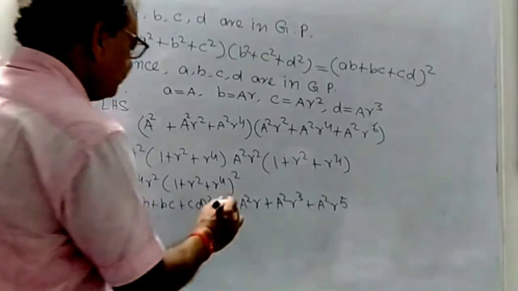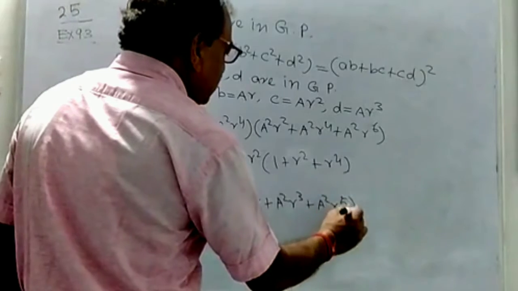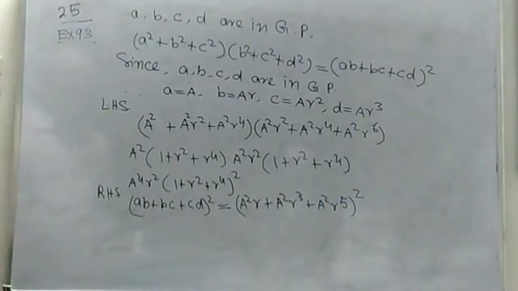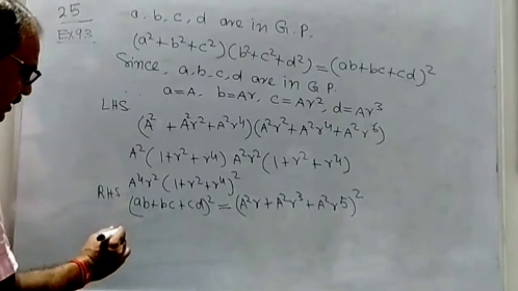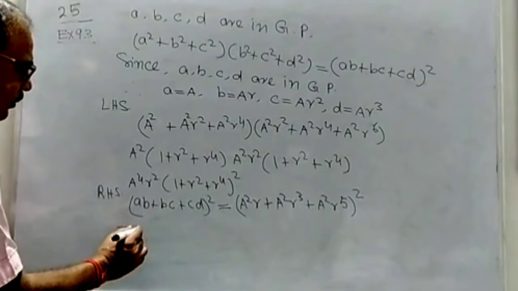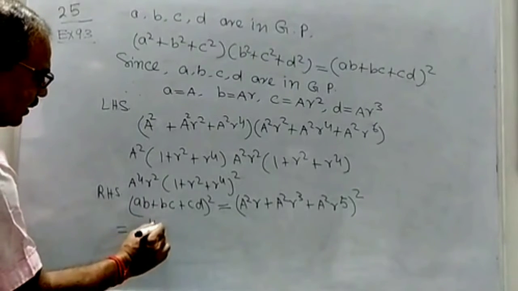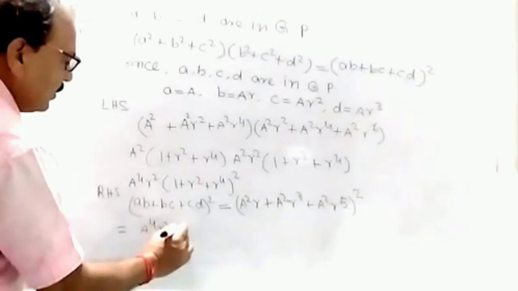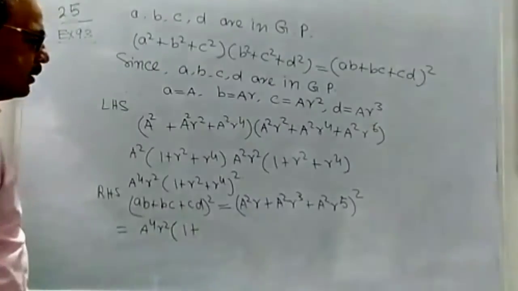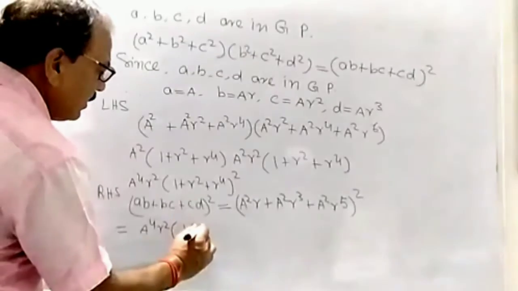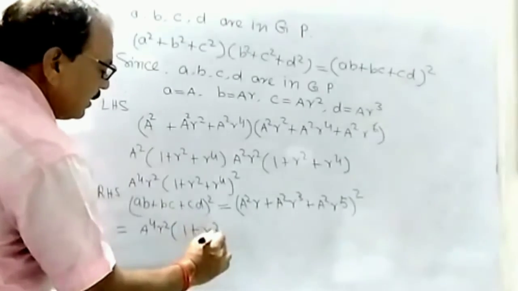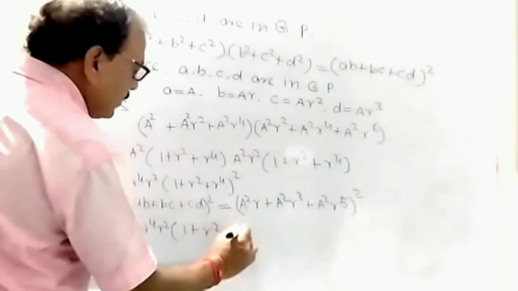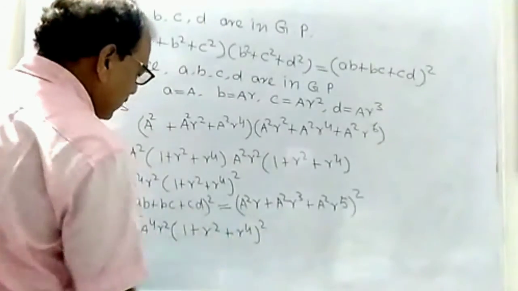In this way, that is the whole square. Take the common a square r, so we get a to the power 4 r square. In the square, take the common 1, there you get a r square, and here you get r to the power 4, whole square.